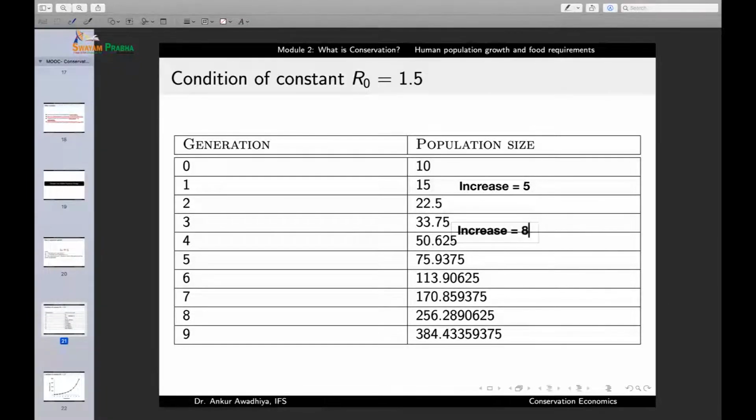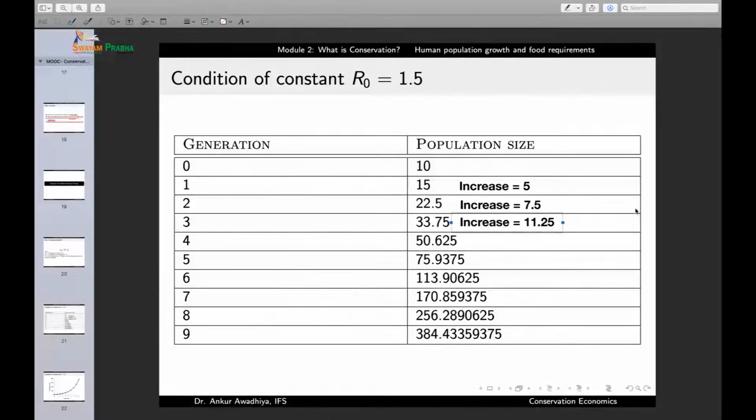Here the increase is 7.5. Here the increase is 11.25. So what we are observing here is that with every generation, the net increase, which is the population at the nth generation minus the population at the n minus 1th generation, is increasing, which is a common characteristic of exponential growth as well.